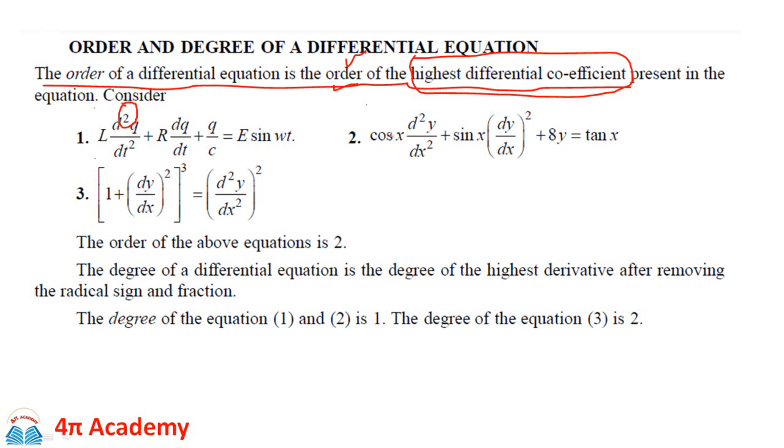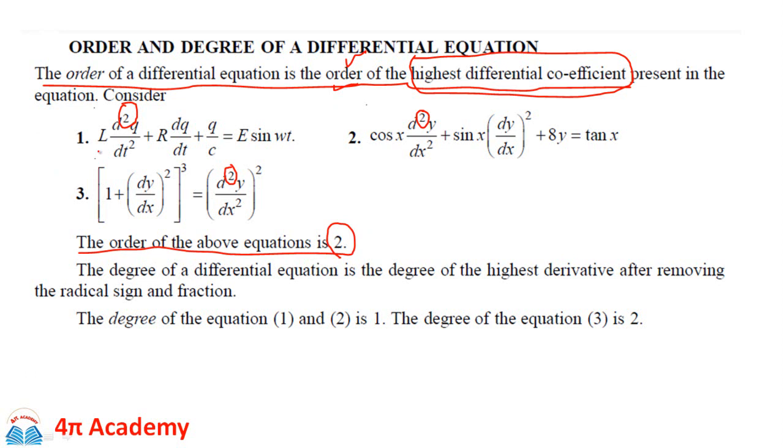In the next equation, here also the order is 2 because the highest differential coefficient is d2y by dx square. In equation 3, there is also dy by dx. This is the first derivative. The second derivative is d2y by dx square, and therefore its order is 2. So the order of all the three equations is 2.